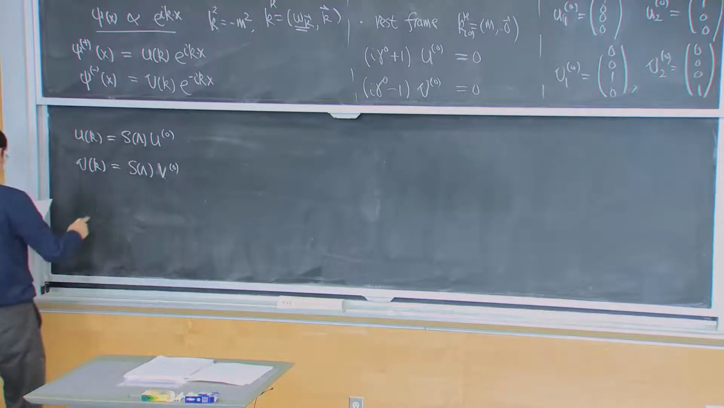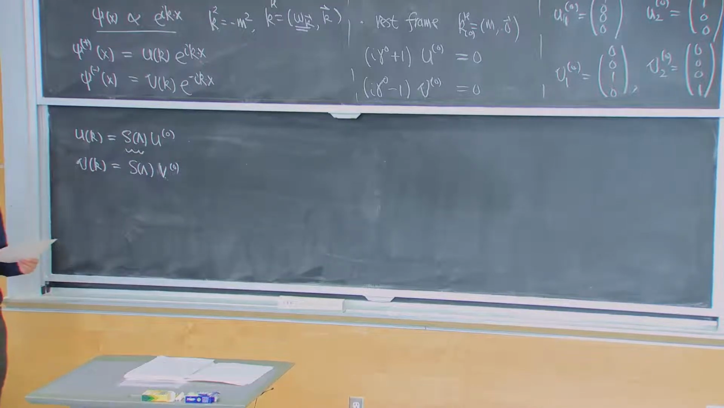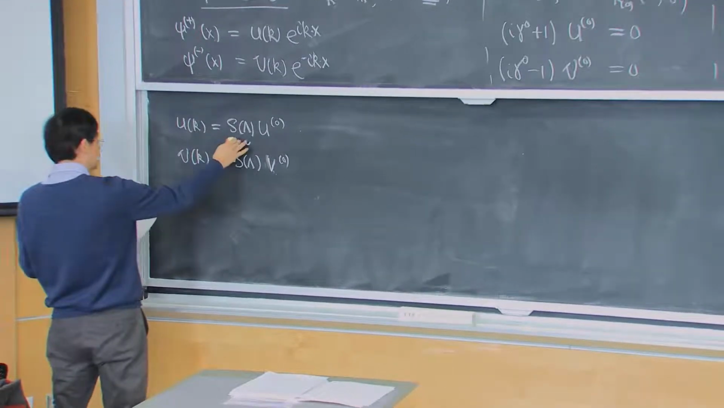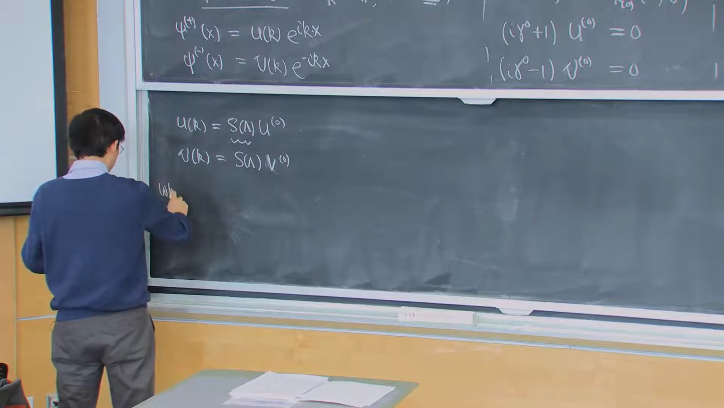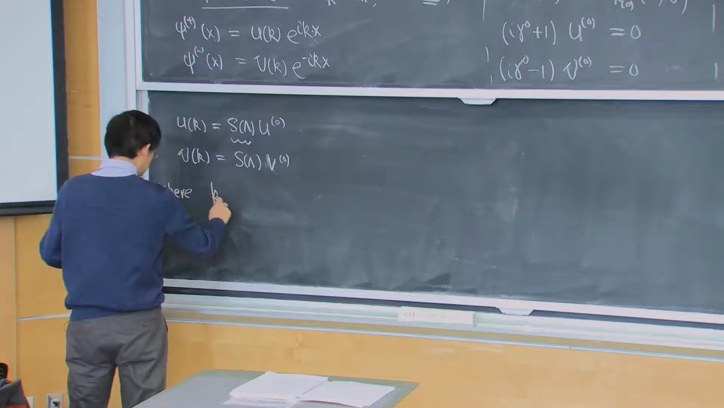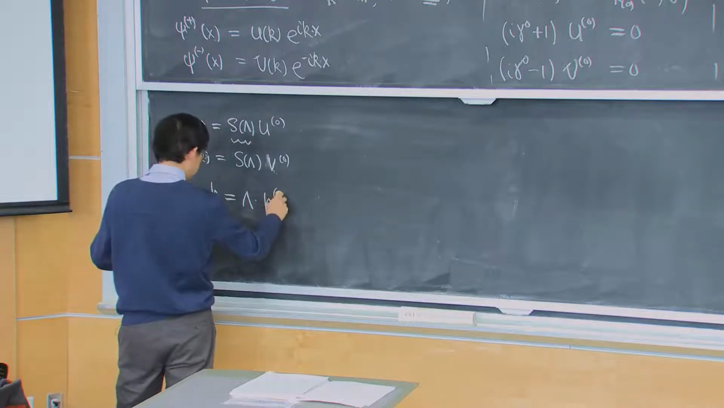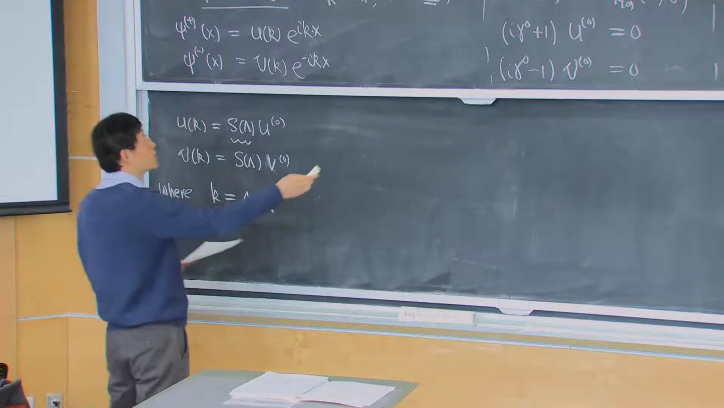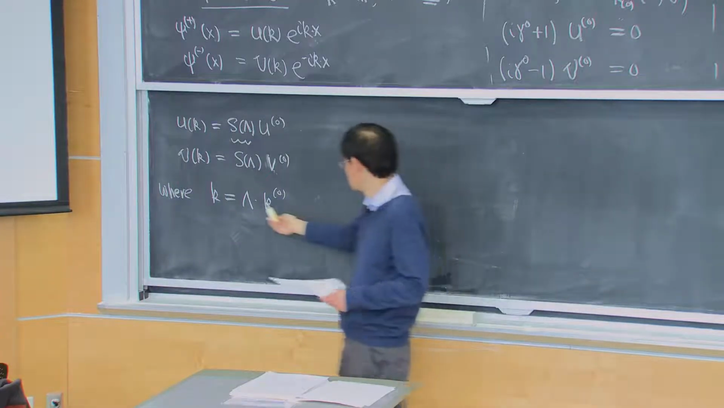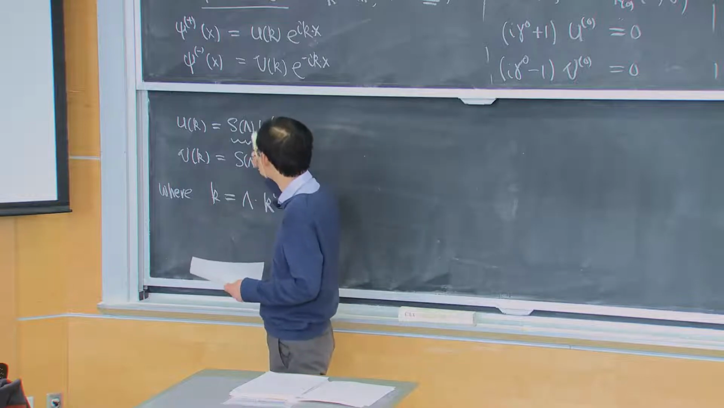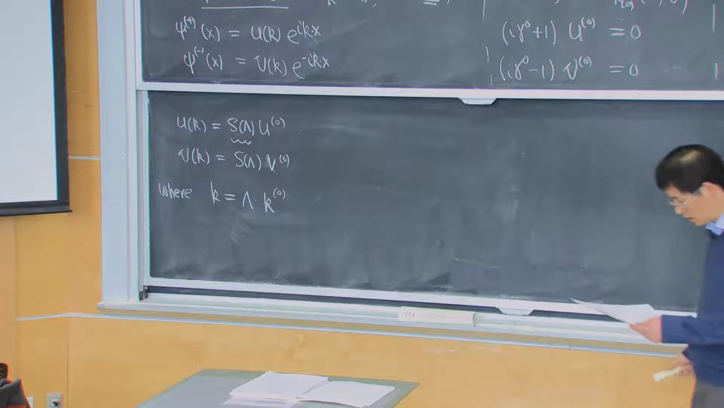Remember our notation: S(Λ) is a Lorentz transformation on the spinors, and Λ is just determined by the Lorentz transformation that takes this k0 to k. So for arbitrary k, we take k0, make the Lorentz transformation to k, and the corresponding u(k) is obtained that way.